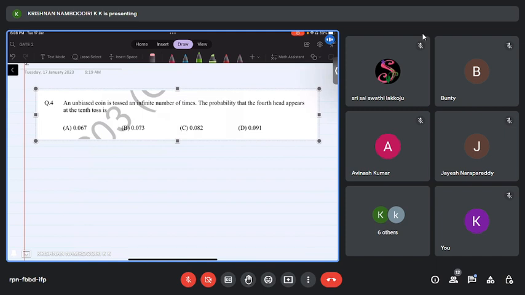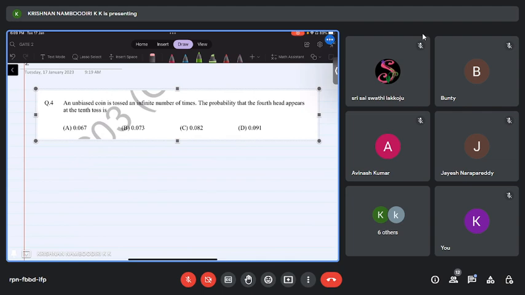Okay, this is again a question from 2014, if I remember correctly. The question is as follows: an unbiased coin is tossed an infinite number of times. The probability that the fourth head appears at the 10th toss is. Okay, can somebody tell the answer if you know? It's also not very difficult. It's a fairly straightforward question.